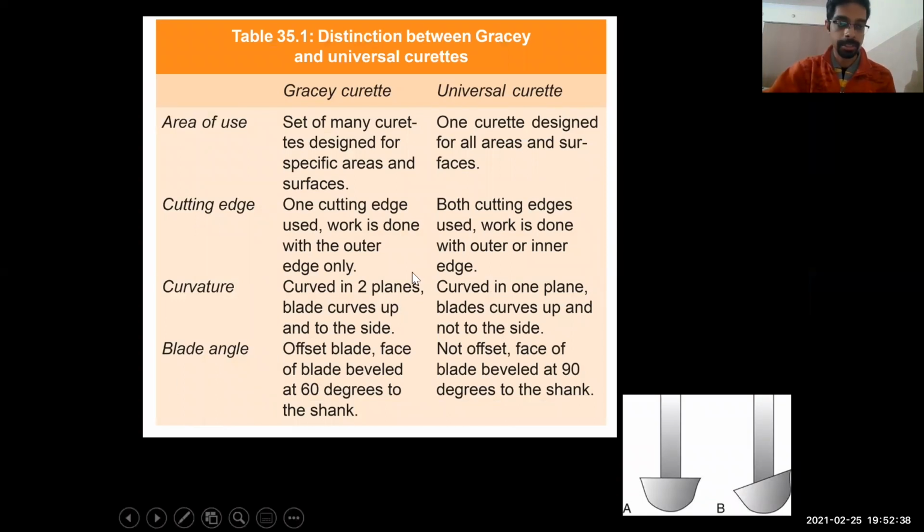This is a very important question which can be asked in any exam. Area of use: the Gracey curette, specific areas, specific instruments. Universal, completely adapted to each and every surface of the tooth in the whole mouth. Cutting edge: in Gracey it's at an angle, what is the angle? 60 to 70 degrees. In the universal, it is 90 degrees. Curvature: Gracey is curved in two planes, the universal is curved in only one plane. Now blade angle, again the same thing. Offset angle: Gracey has an offset angle, the universal has a non-offset angle. Now cutting edge: Gracey has one cutting edge only, and the universal has two cutting edges.